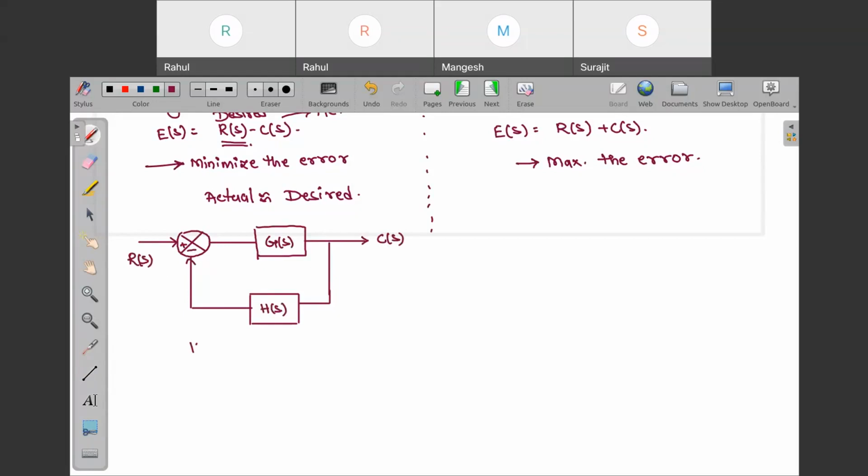So if Hs is equal to 1, previously our transfer function was Gs divided by 1 plus GHs. Now if Hs becomes 1, then your transfer function becomes Gs divided by 1 plus Gs, and this is known as your negative unity feedback system. Negative unity feedback system. Okay.